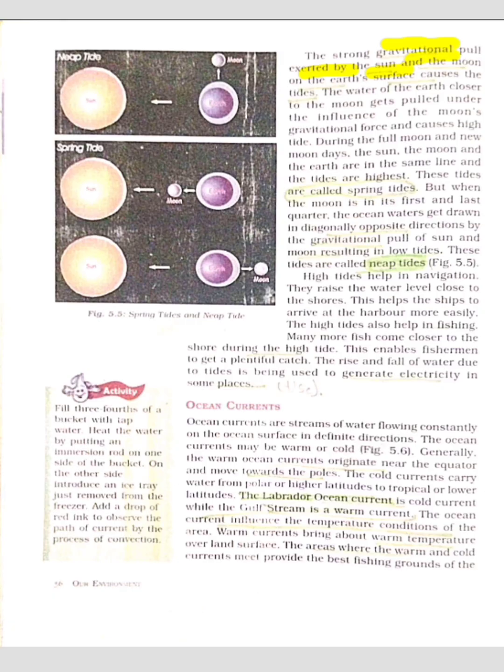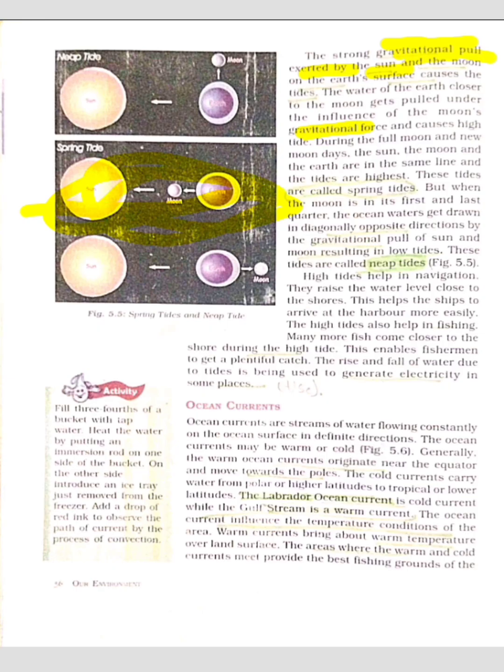So we know how tides are generated due to the gravitational pull of the sun and the moon. The water of the earth closer to the moon gets pulled under the influence of the moon's gravitational force, which causes the high tide. During the full moon and the new moon day, the sun, moon and the earth are in the same line and the tides are the highest.